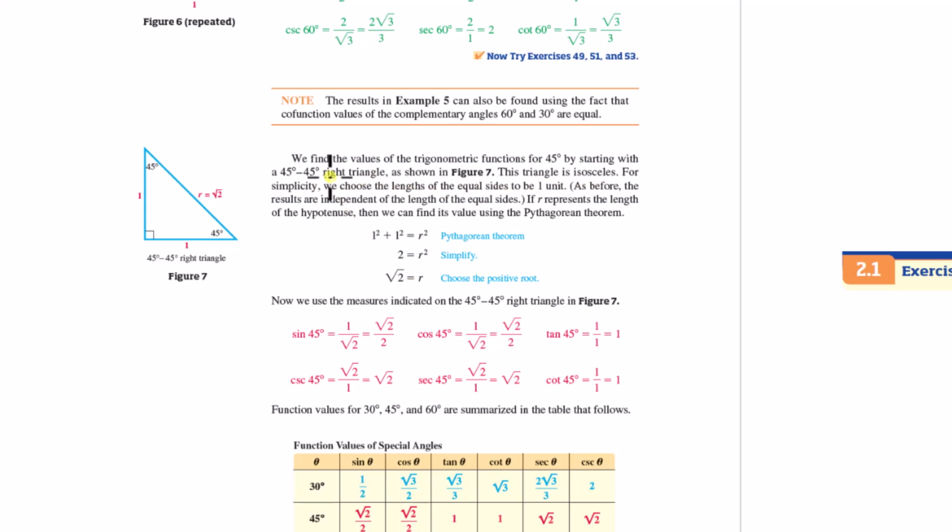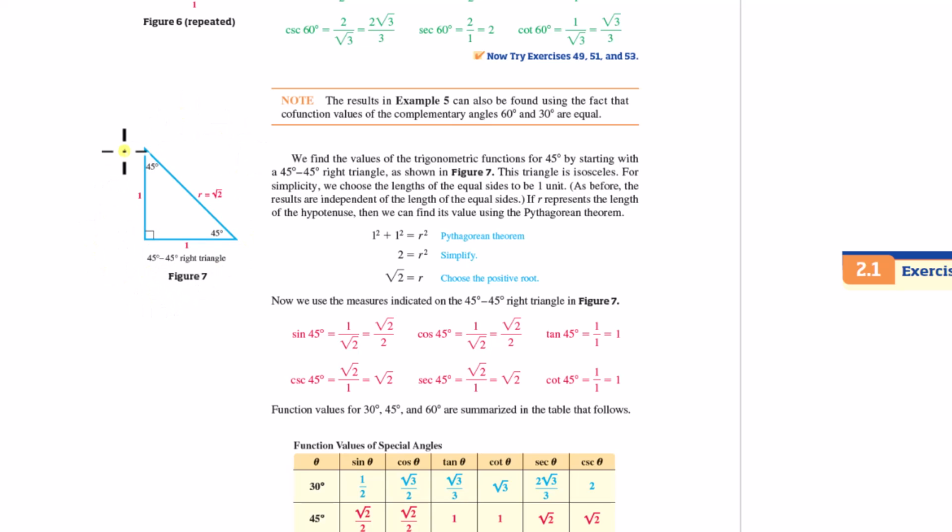This triangle is isosceles. For simplicity, we choose the lengths of the equal sides to be one unit. Yeah, so it's isosceles, so we know that the side lengths opposite of the angles are going to be the same. So for convenience, they make those one and determine, okay, so what's going to be the hypotenuse? That's root 2. You could choose these two equal side lengths to be anything. But they chose 1, and now the hypotenuse is root 2. So there are the base side lengths for a 45, 45, 90 triangle, right?